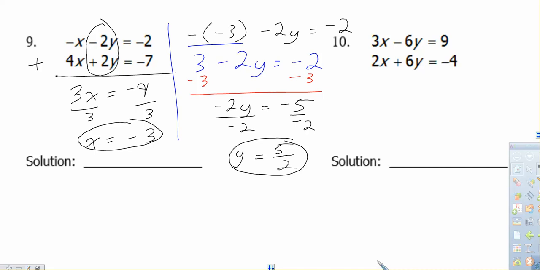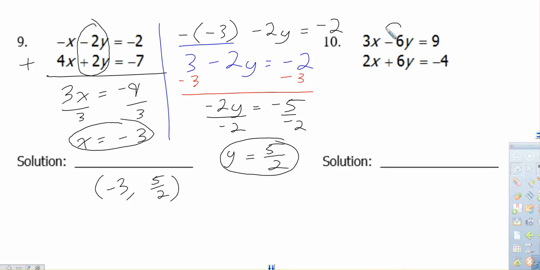The first one is true. 4 times negative 3 plus 2 times 5 over 2 equals negative 7, and that's also true. Both equations are made true by the ordered pair negative 3 comma 5 over 2. So the graph of one of these would hit maybe not exactly on those grid lines, but you know it's close. It's at negative 3 and 2.5. Okay. All right, number 10 is looking for a zero pair. See one with the y's.